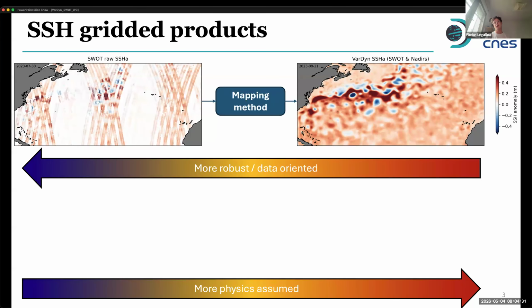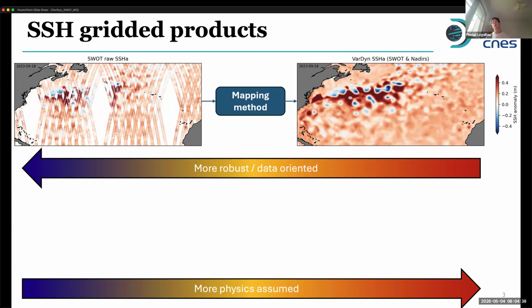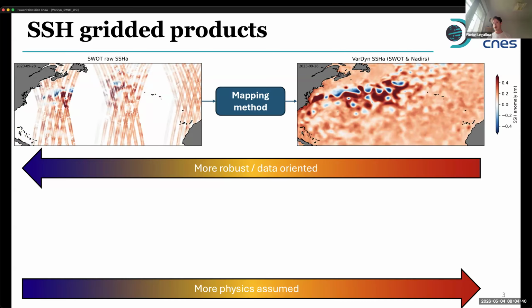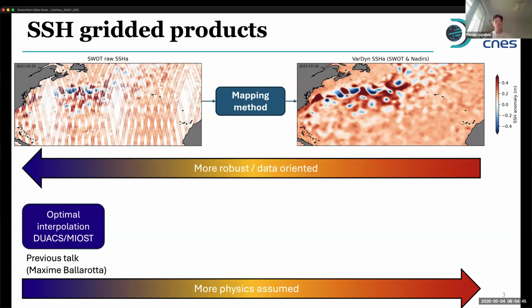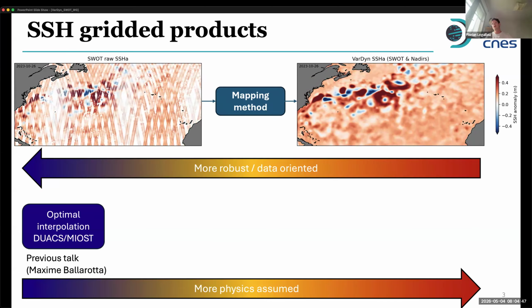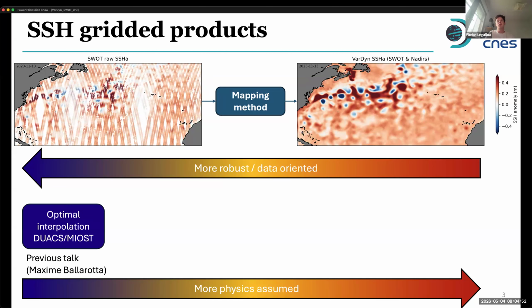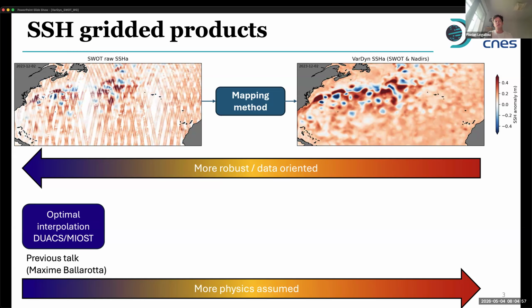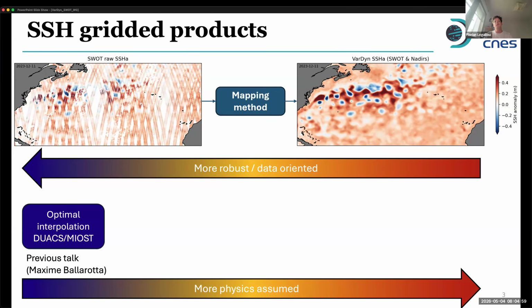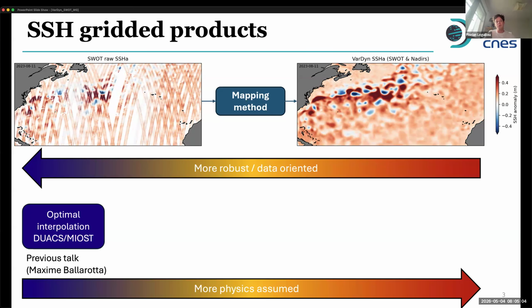And I like to present the different methods following these two axes. The more you are to the left, the more you have data-driven methods that are more robust. And the more you are to the right, the more you are physics based or conventional data assimilation. So Maxime presented last month the MIOS system, which is really data driven because we don't have any dynamical models or any AI learned from simulation. It's really based on data. So this is the left side of the methods.